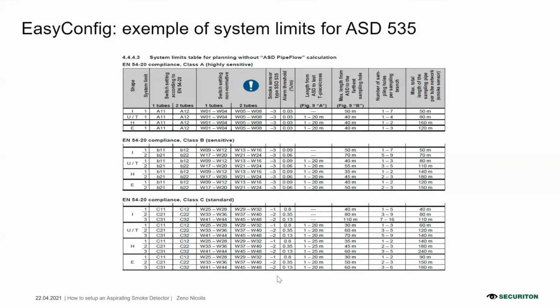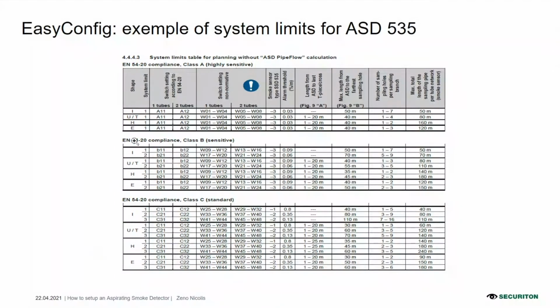This table shows the system limits per type of configuration, so I, U, T, H, or E, and per detection class, A, B, C, according to EN54 part 20. It also shows the maximum number of holes allowed. This table, for example, is for the ASD 535.